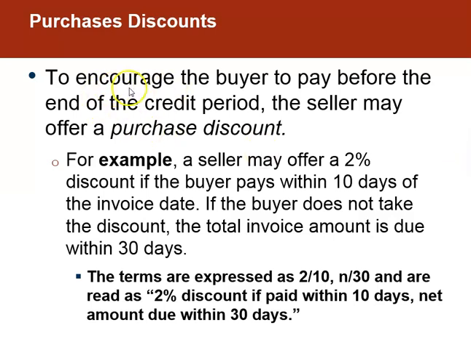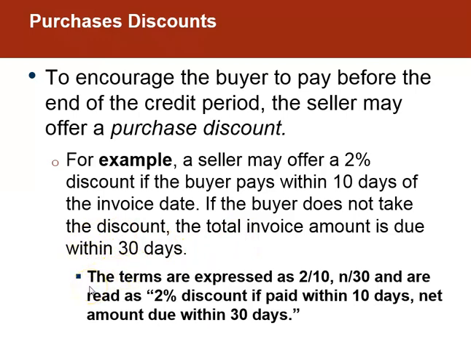So this encouragement comes in the way of a purchase discount. We buy inventory. We'll have an example on the next page, but it says, for example, a seller may offer a 2% discount if the buyer pays within 10 days of the invoice date. Okay. If the buyer does not take the discount, the total invoice amount is due within 30 days. Okay, so this is our example.